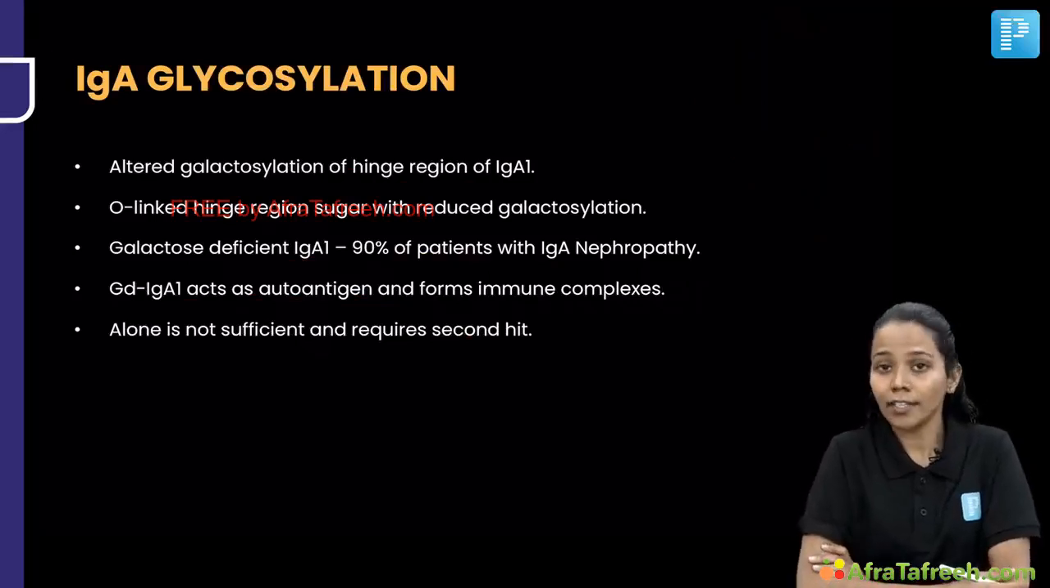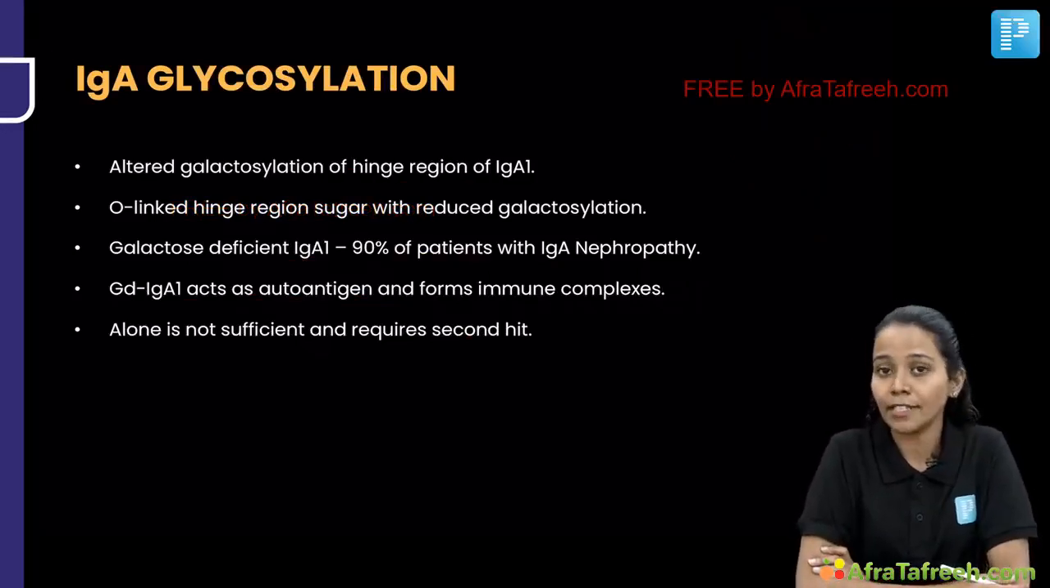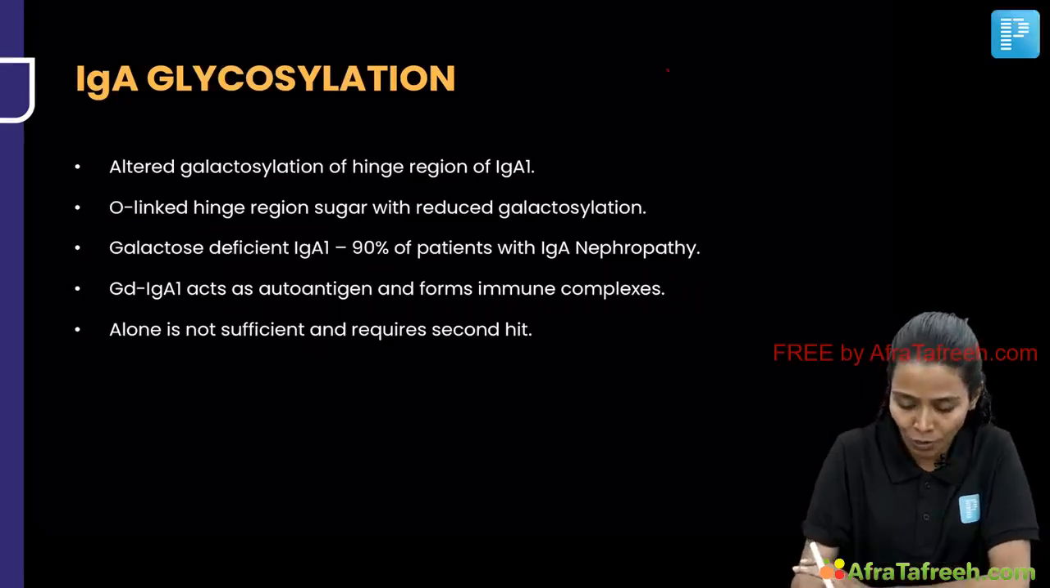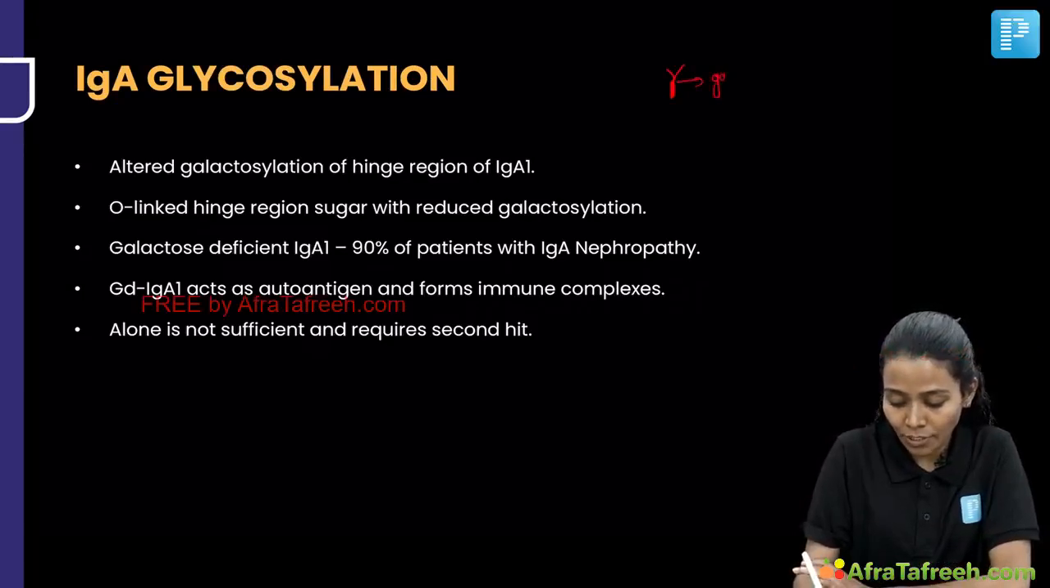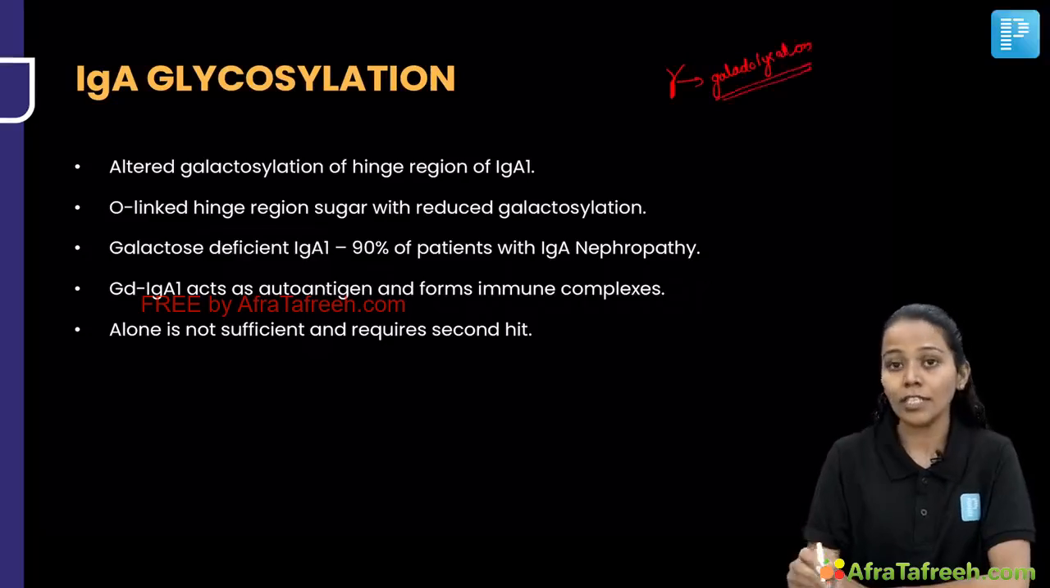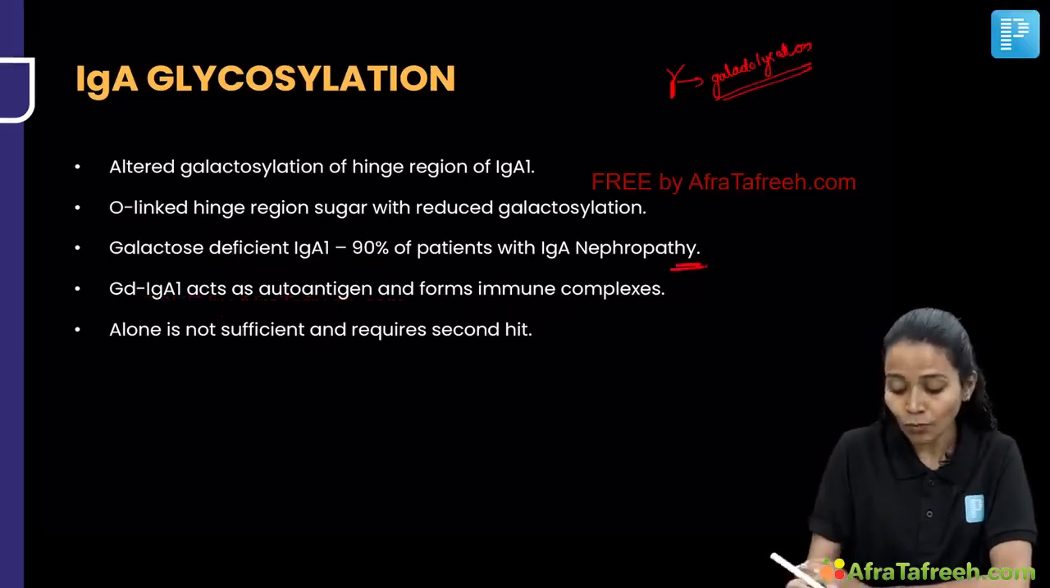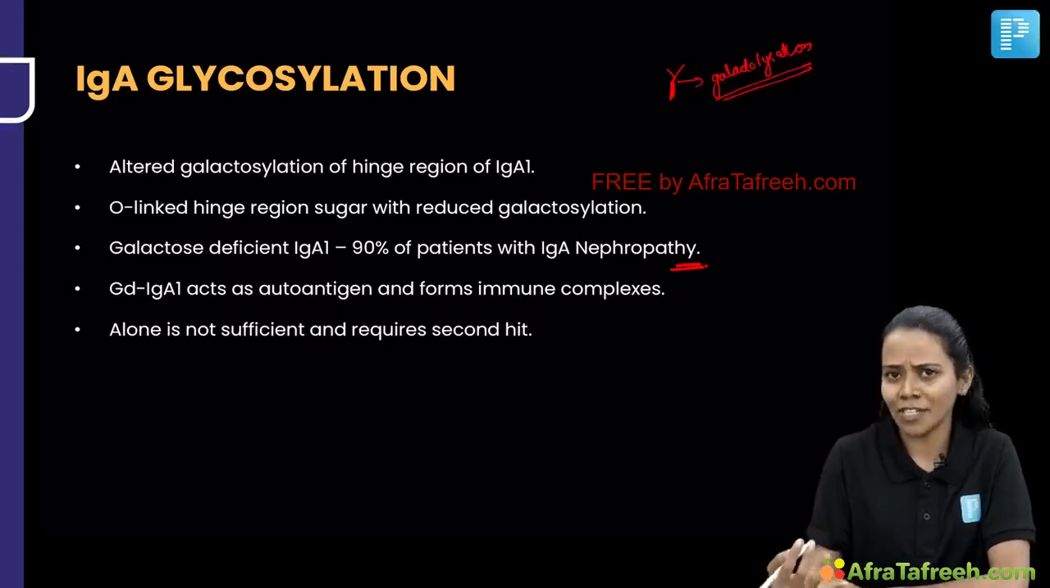Now, another important mishap that happens in IgA nephropathy is deficient galactosylation. There is a hinge region of this IgA antibody, right? In this hinge region, whatever galactosylation should happen is deficient. So this galactose deficient IgA1 is what is mostly seen in IgA nephropathy. And once produced, this itself is an abnormal antibody.